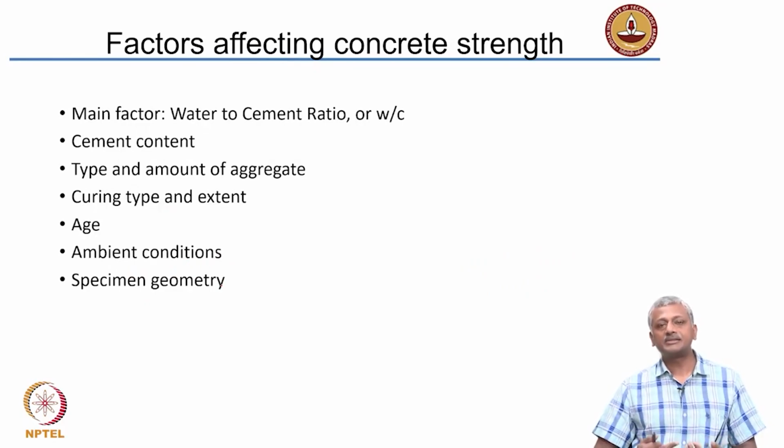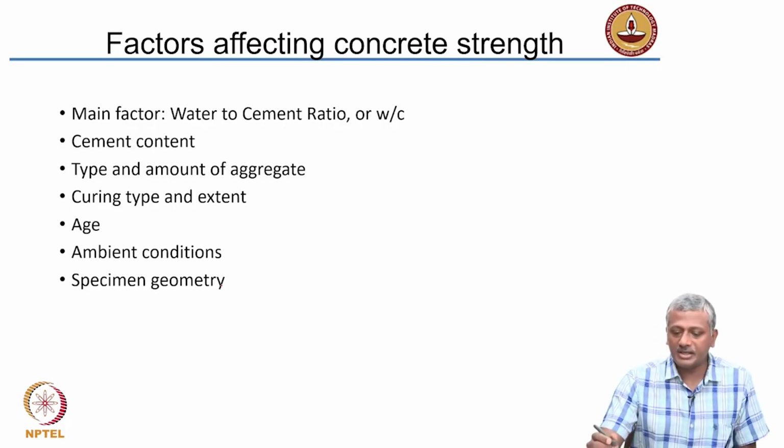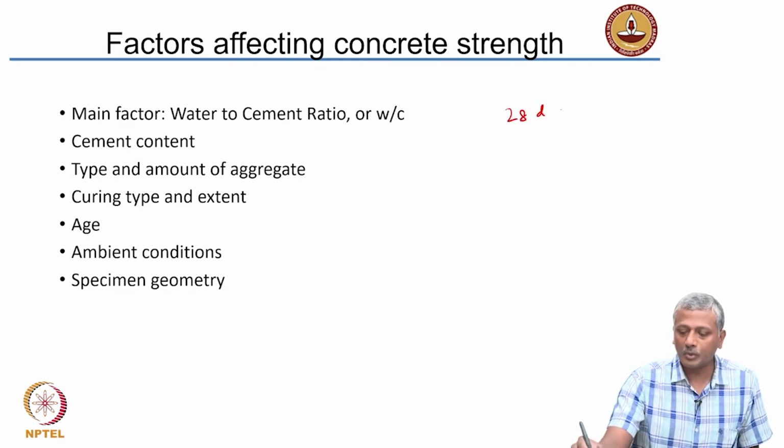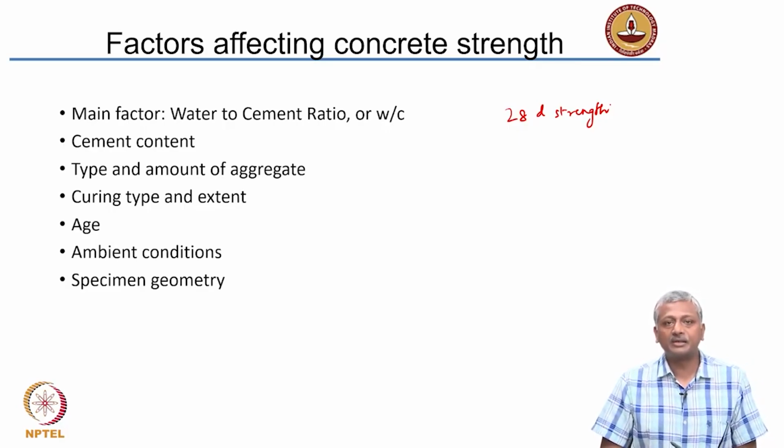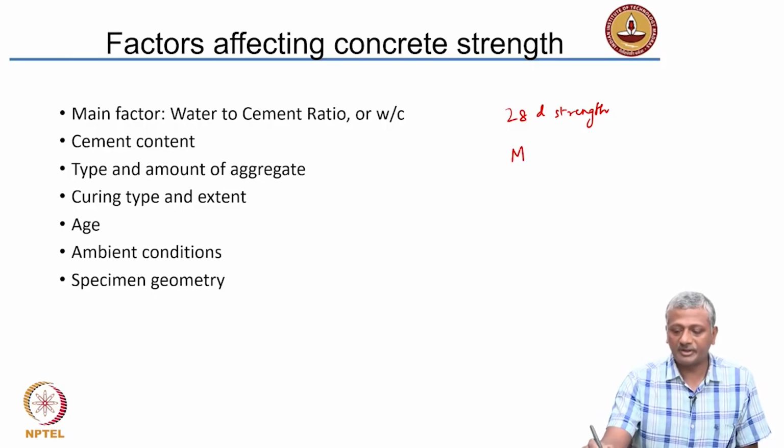Okay, so once concrete sets and hardens, it starts gaining strength, right? Concrete starts gaining strength rapidly at first, and then the rate of strength gain slows down. Usually, as in concrete design, we are familiar with the use of concrete strength at 28 days. We generally talk about 28 day strength. Okay. So, in most cases, you will see that concrete is specified in terms of a grade. We specify grades of concrete as, let's say, M30, M40, etc.